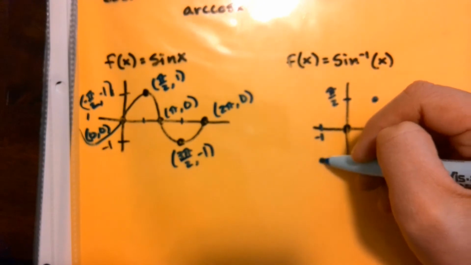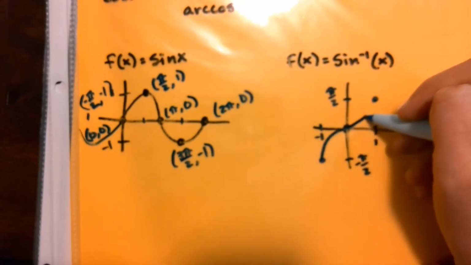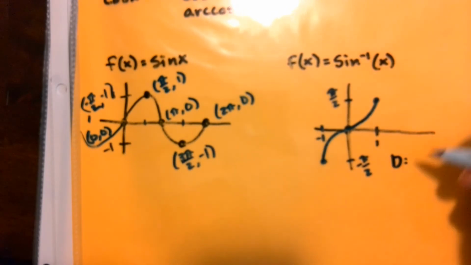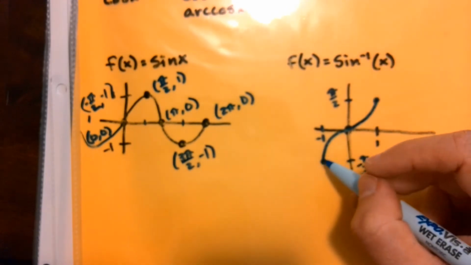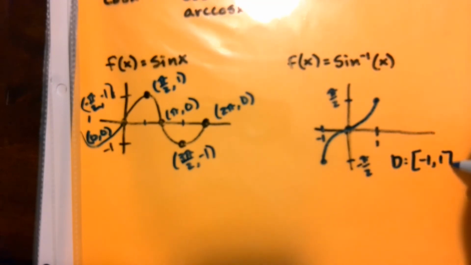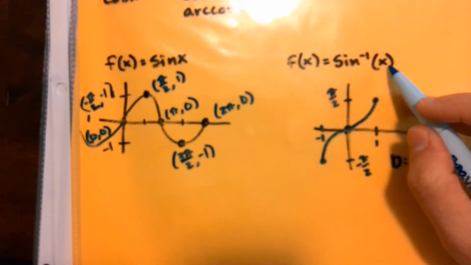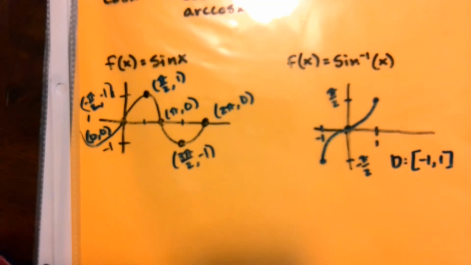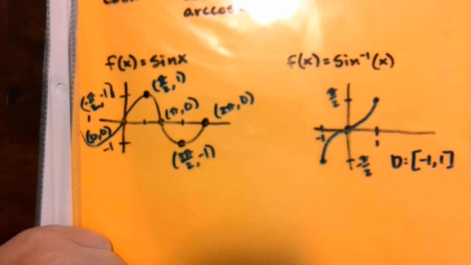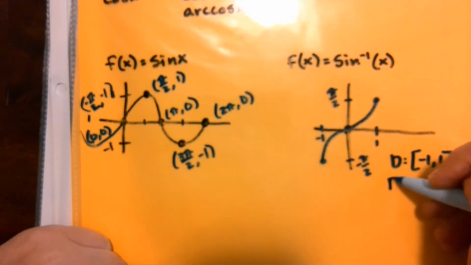So this ends up looking like something like this, where my domain for arcsine or sine inverse is just going to be in between -1 and 1. Which makes sense because I'm putting in a ratio and then getting out the angle that gave me that ratio, but for our unit circle, we don't have any ratios that are greater than 1 or less than -1. So if I plugged in a ratio that was greater than 1 or less than -1, it wouldn't make any sense.